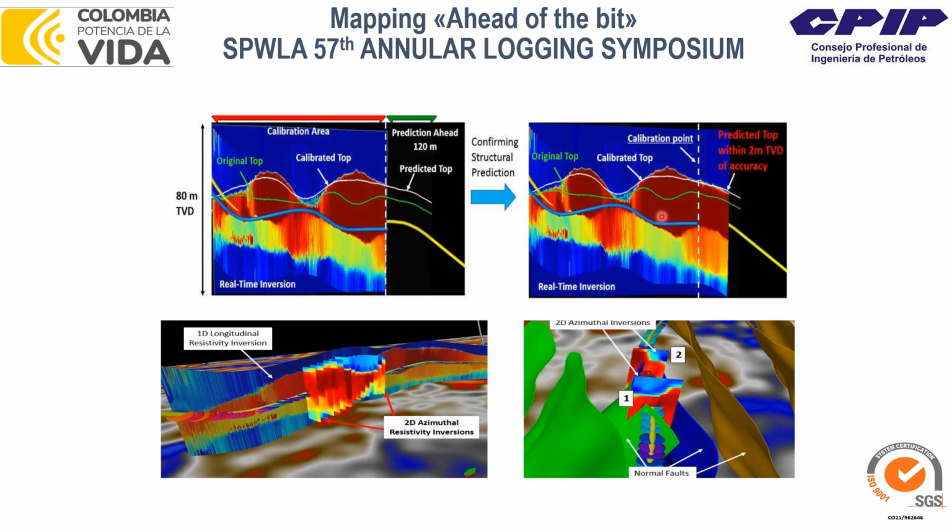They kept drilling and confirmed it right where it was forecasted. So it was very accurate, with an accuracy of 2 meters in TVD, right? That's a huge success for this well. So again, to forecast even further ahead of the bit, it was calibrated with the seismic.